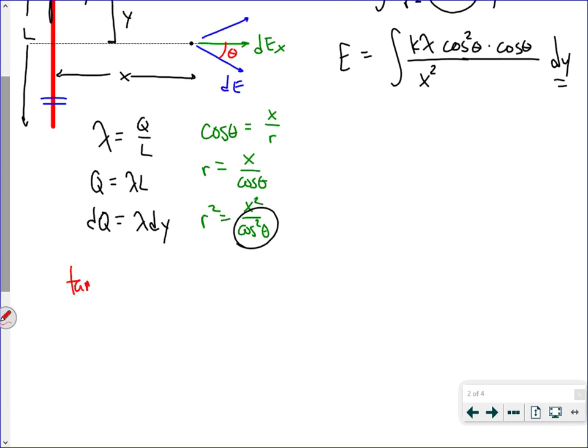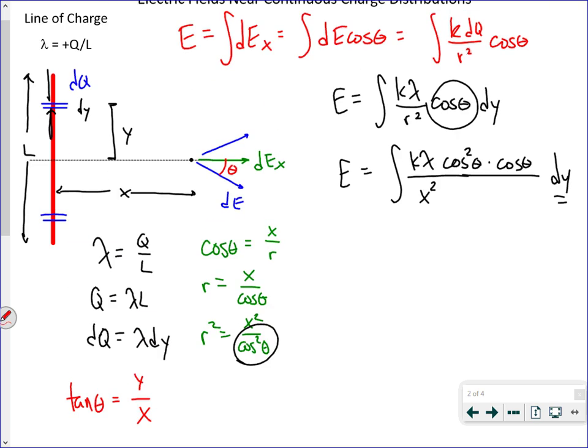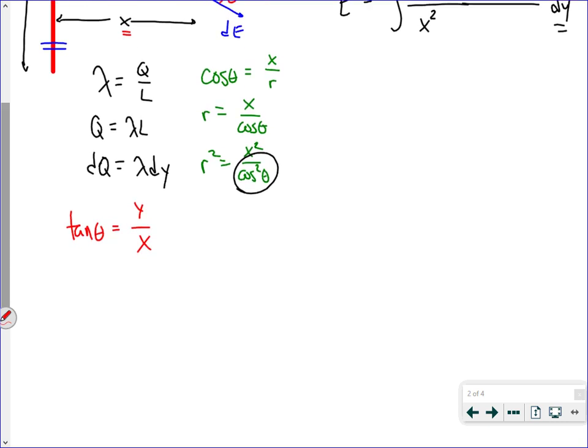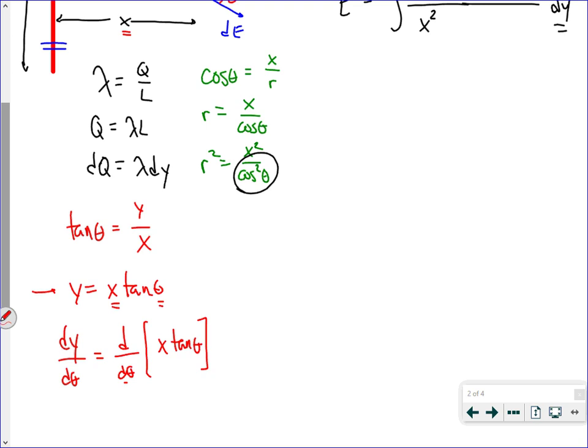Well, we can say that tan theta is y over x, where there's our y and here's our x. That means y is x tan theta, where x is the constant variable that we want. And then we can say dy d theta is, if we differentiate both sides of this expression with respect to theta, the derivative of x tan theta d theta.